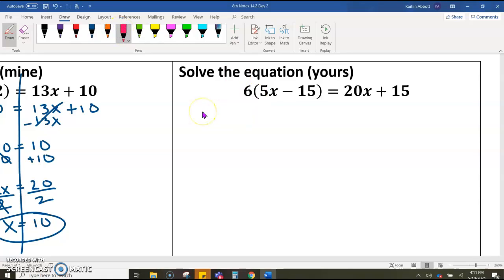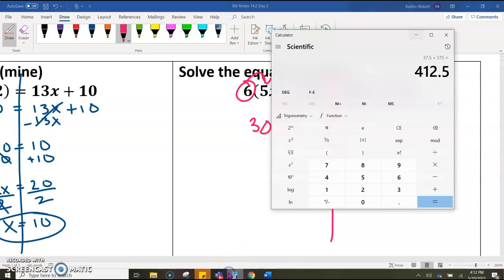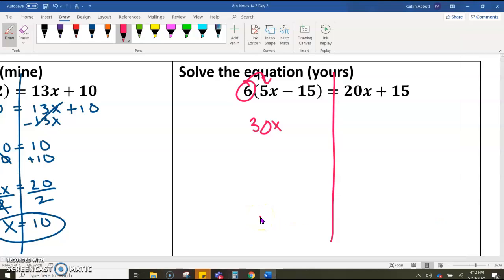Okay, here we go. You should have split your line down the middle. And we need to get rid of the parentheses. So you should have taken that 6 and multiplied it to 5x. 6 times 5 gets us 30x. And then we need 6 times 15. Maybe you don't know that off the top of your head. I don't. 6 times 15 gets me 90. And we have a negative in there, so it's going to be negative 90. Okay, then we're going to bring everything else down.